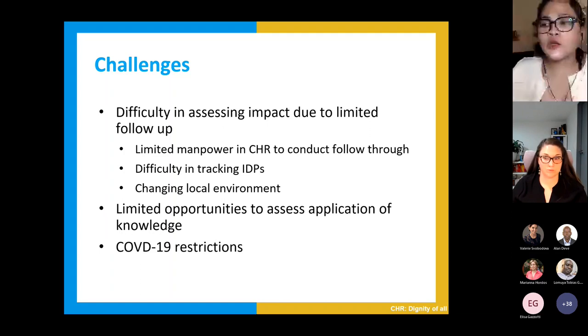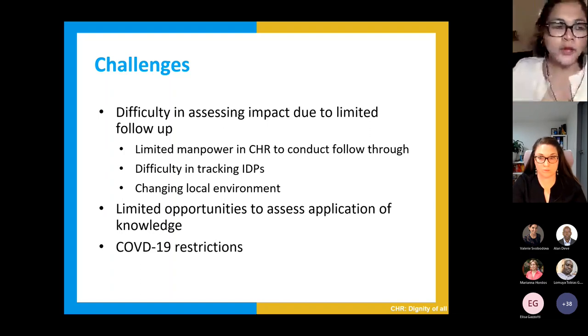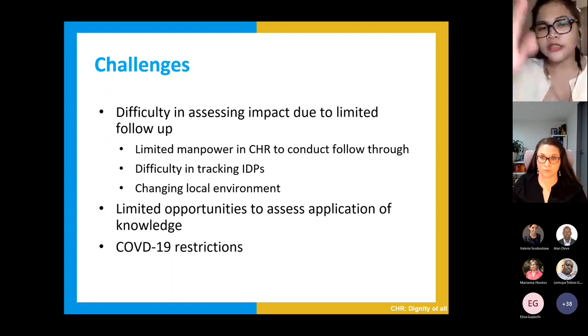We rely now on community-based networks who are on the ground, and they are the ones who provide us feedback, but that's not as thorough, for example, as an analysis on how behaviors and attitudes have changed. Assessment of knowledge is easier because we just provide a post-test after our trainings, for example. So knowledge is easier to assess, but as for the changes in the attitudes and behaviors of our IDPs, it's quite difficult. Also, there's difficulty in tracking IDPs.